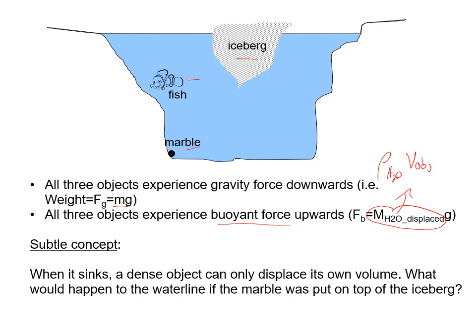And so here's an important concept. When an object sinks, it can only displace its own volume. It can never displace a volume greater than the volume of the object. So here's a tricky question. What would happen to the water line if the marble was taken off the bottom of the pond or whatever and placed on top of the iceberg? Okay, now this is a fairly deep question, and you might have some guesses or intuition right off the bat, but we're going to talk about this in a little bit more detail, so I'm not going to tell you the answer just yet.